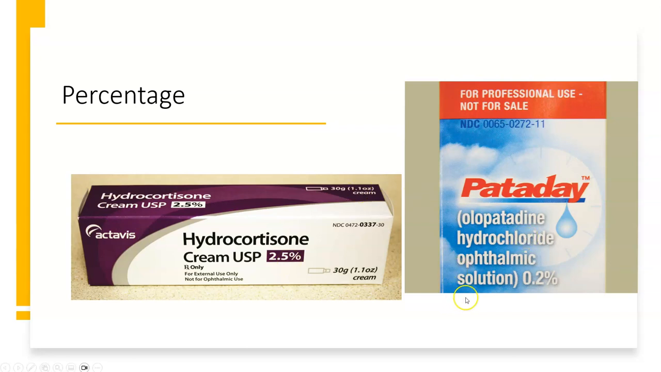Over here we have some eye drops. This is an ophthalmic solution. Pataday. This has a trademark instead of the copyright symbol. This is the brand name. Olopatadine is the generic name, and it's the 0.2% strength. So that just helps us know to pull the right strength from the cabinet.